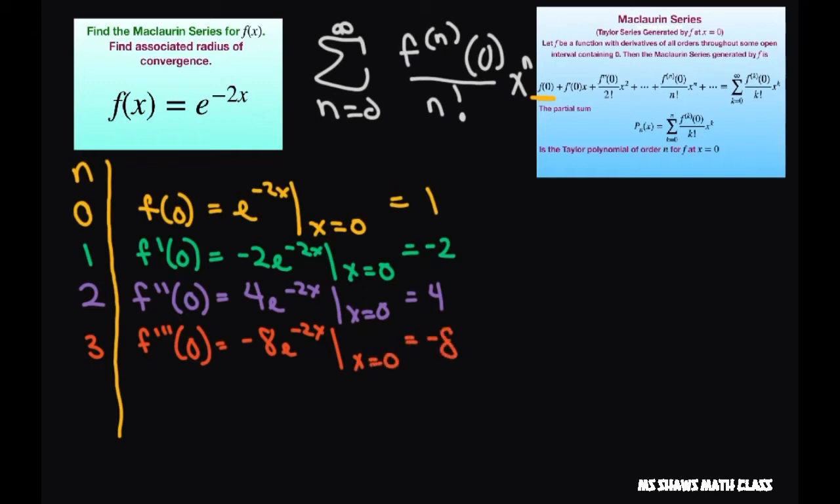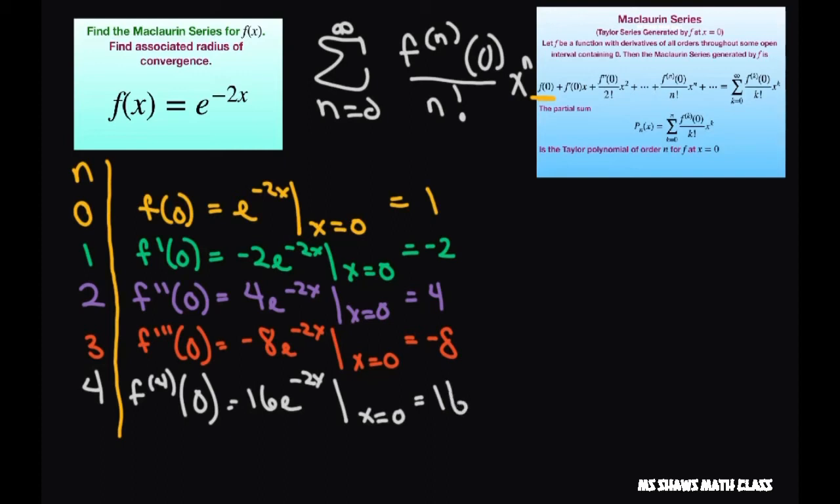So the next one, let's put 4 here. That's just going to be positive 16 e to the negative 2x power. And then we evaluate at x equals 0. That gives you 16. So you notice our function stays the same here, but we keep multiplying by negative 2.